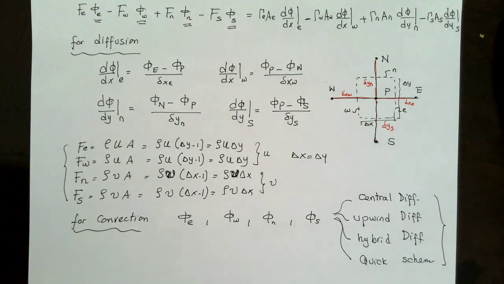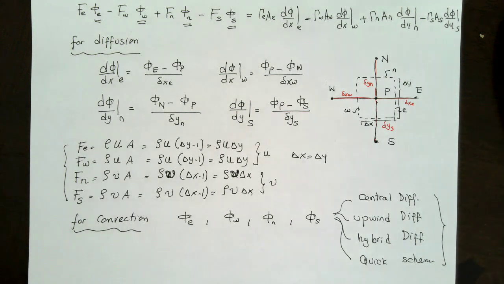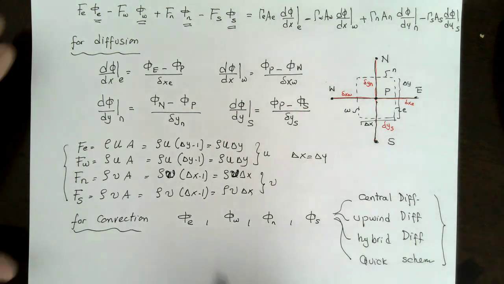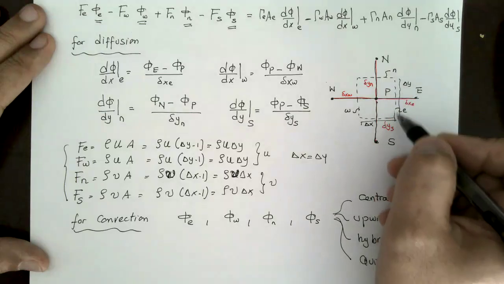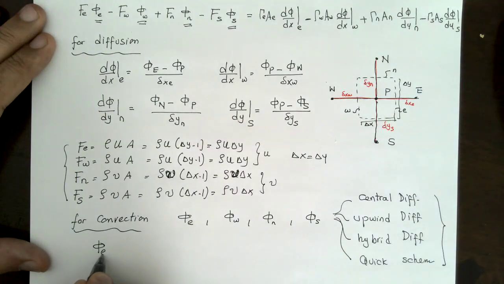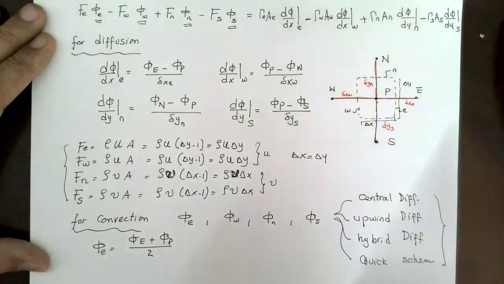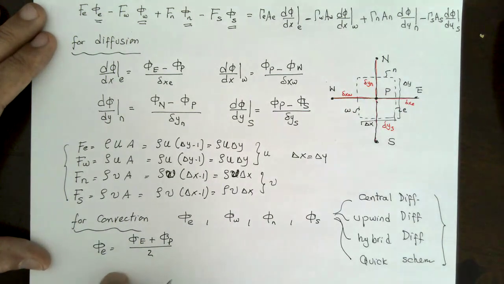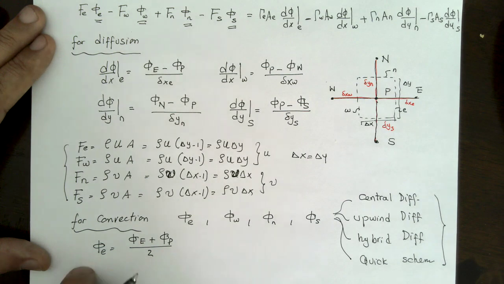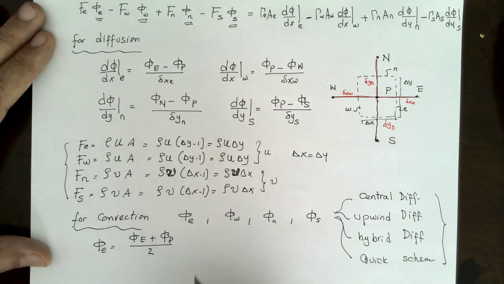So for example, if I'm interested to go for the simplest, like central differencing, phi east, the phi on the east face, will be simply phi E plus phi P divided by 2 if the distances are the same. Remember, I gave you an equation showing the general form of that phi if the distances are not the same. So be careful and go back and check that equation in the previous recording as well.